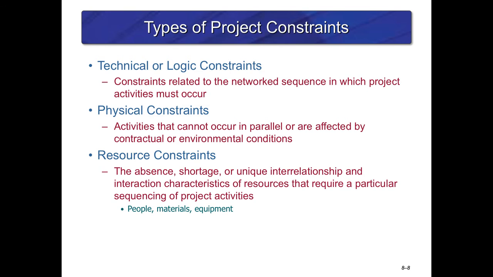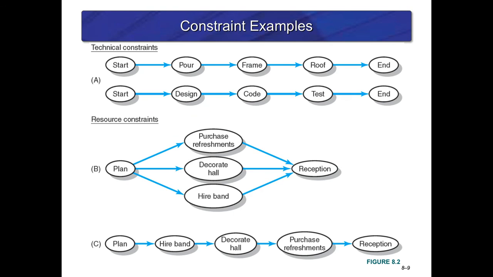All right, so let's move on. These are just examples of what the constraints would be. For instance, a technical constraint would be, let's say you're building a shed again. From start to finish, you have to pour the concrete, frame the building, put the roof on. You can't do them unless you do them in that order. So that's a technical constraint.